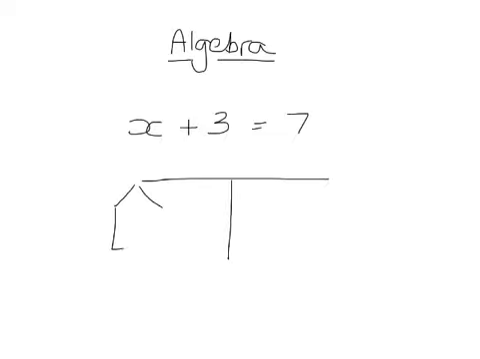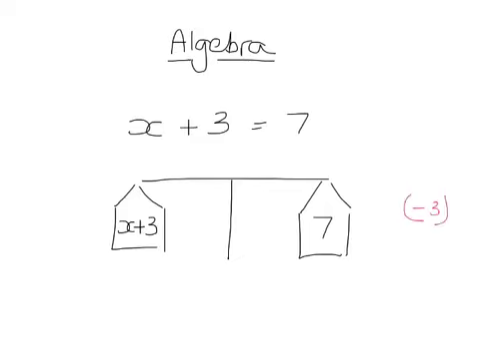So on this side of my scales, I have got x plus 3, and on this side of my scales, I've got 7. So I'm always trying to get x on its own. So if I look at this side, what's stopping x being on its own is that we've got an additional 3. So over at the side, I'm going to record that I'm going to take 3 away. And I'm going to take 3 away from both sides.